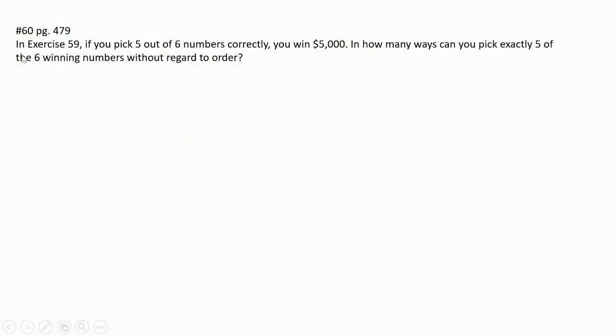Okay, now number 60 on page 479. In exercise 59, if you pick five out of the six numbers correctly, you win 5,000. In how many ways can you pick exactly five of the six winning numbers without regard to order? Which means, right, it's going to be a combination. Here we go. Right, 5 out of 6. So it's going to be 6 combination 5.